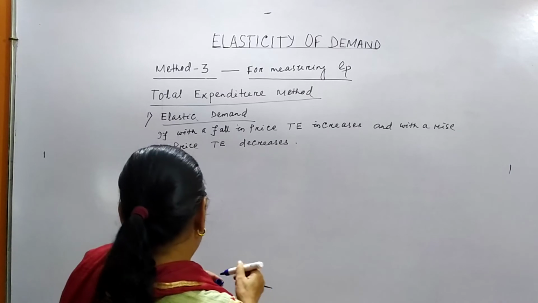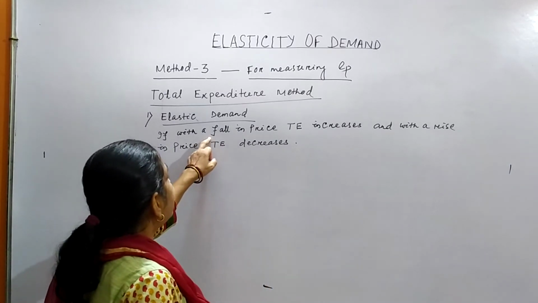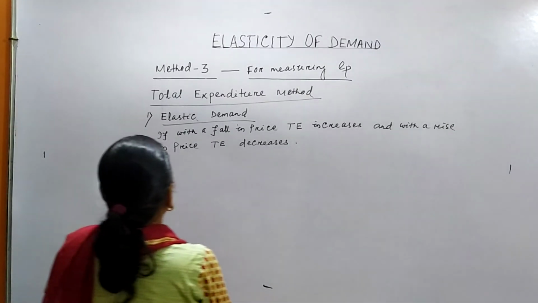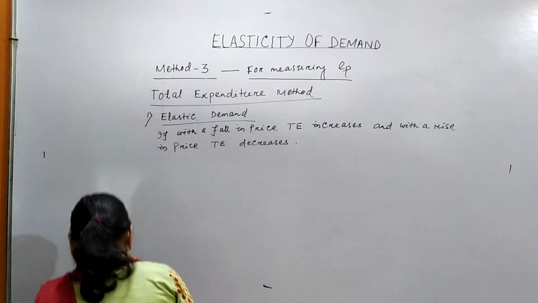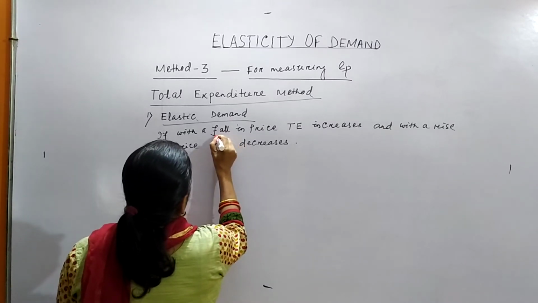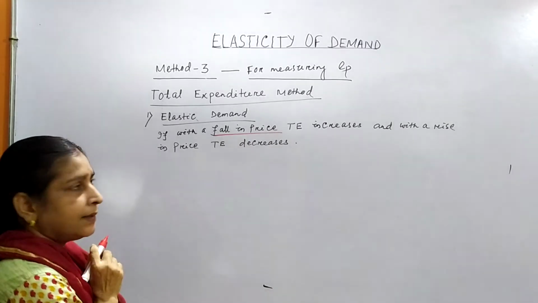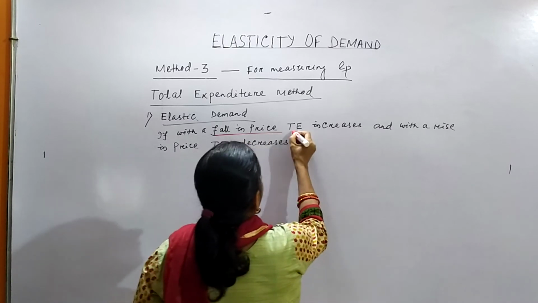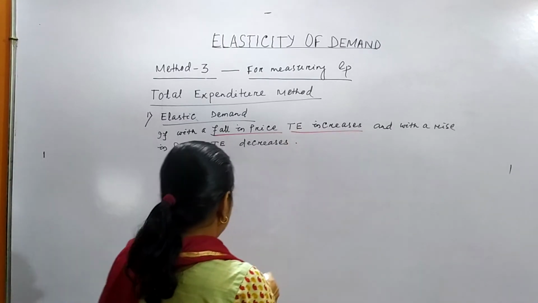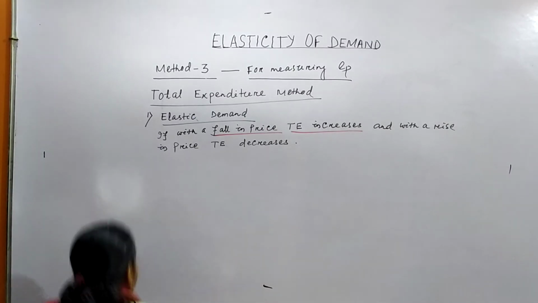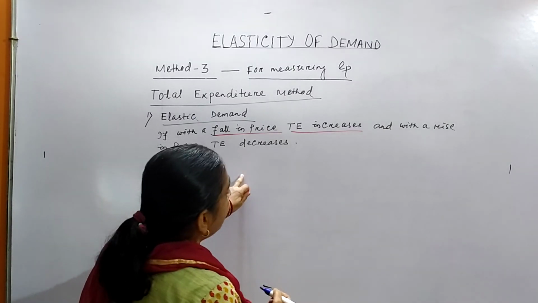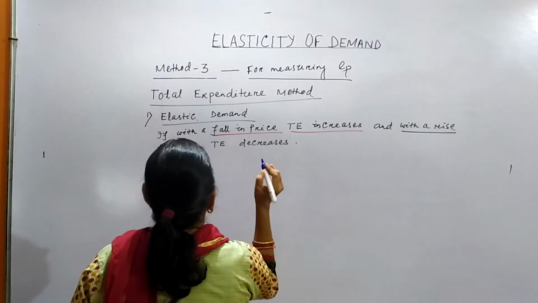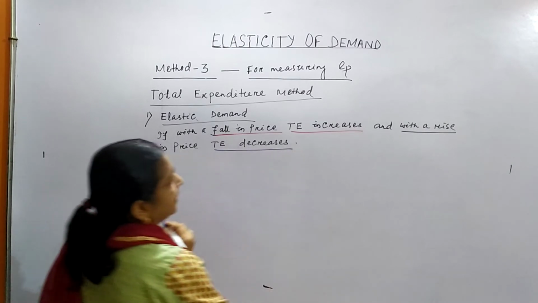So what is elastic demand? With a fall in price, here we see, with a fall in price, total expenditure increases. And in another case, with a rise in price, total expenditure decreases.